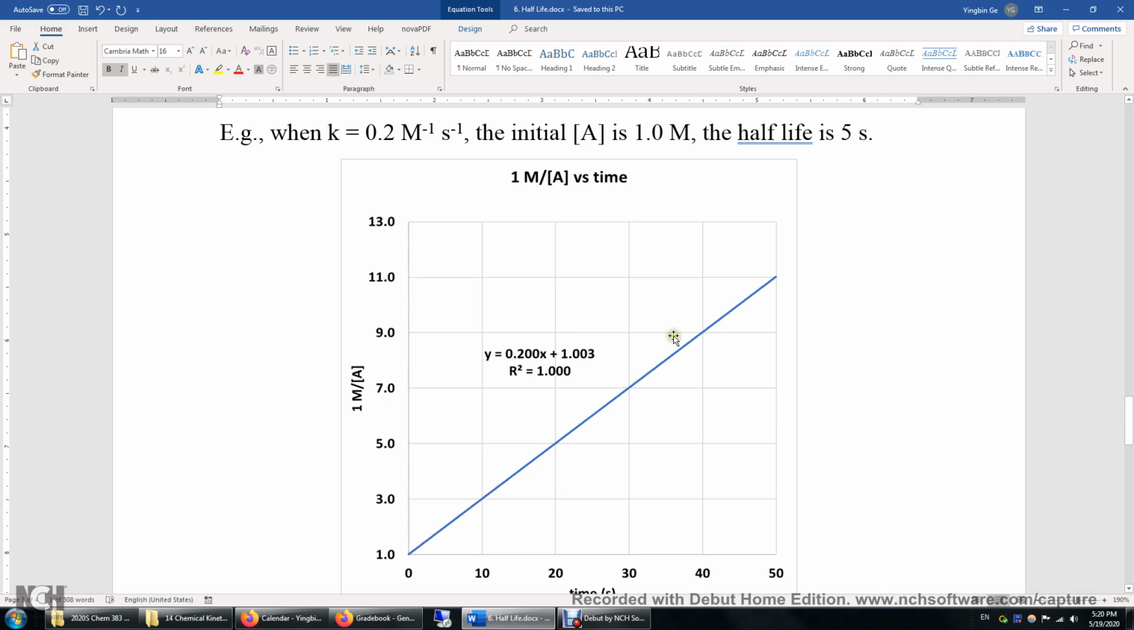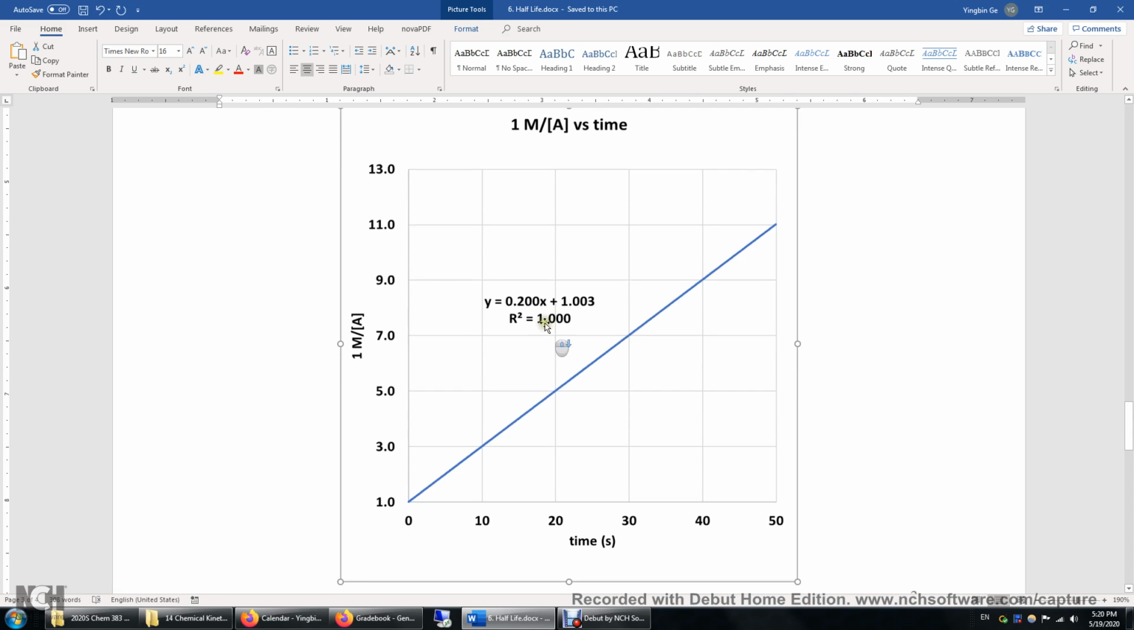So again, look at this. We have this equation. It's a linear equation. The slope is 0.2. That happens to be our k, the rate constant. And this one is the reciprocal of the initial concentration. All right, so now let's think about the half-life. The half-life is when this concentration of A becomes just 1/2 of the initial concentration. It's going to be just 0.5 molar.